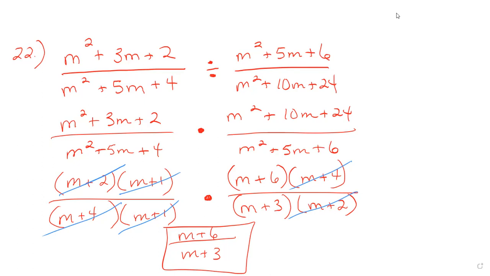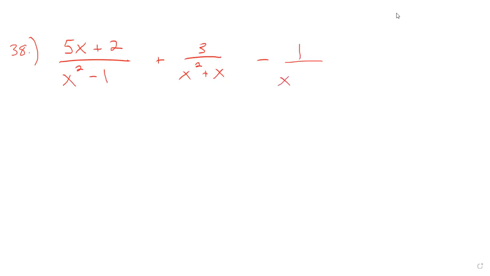I'm going to do one more problem, and I'm going to go over how to do addition and subtraction. And I'm going to put both operations in this problem. So let me clear this. Take a deep breath because we got a lot of stuff going on here. So number 38. Excuse me, let's do 5x plus 2 over x squared minus 1, plus 3 over x squared plus x, minus 1 over x squared minus x.